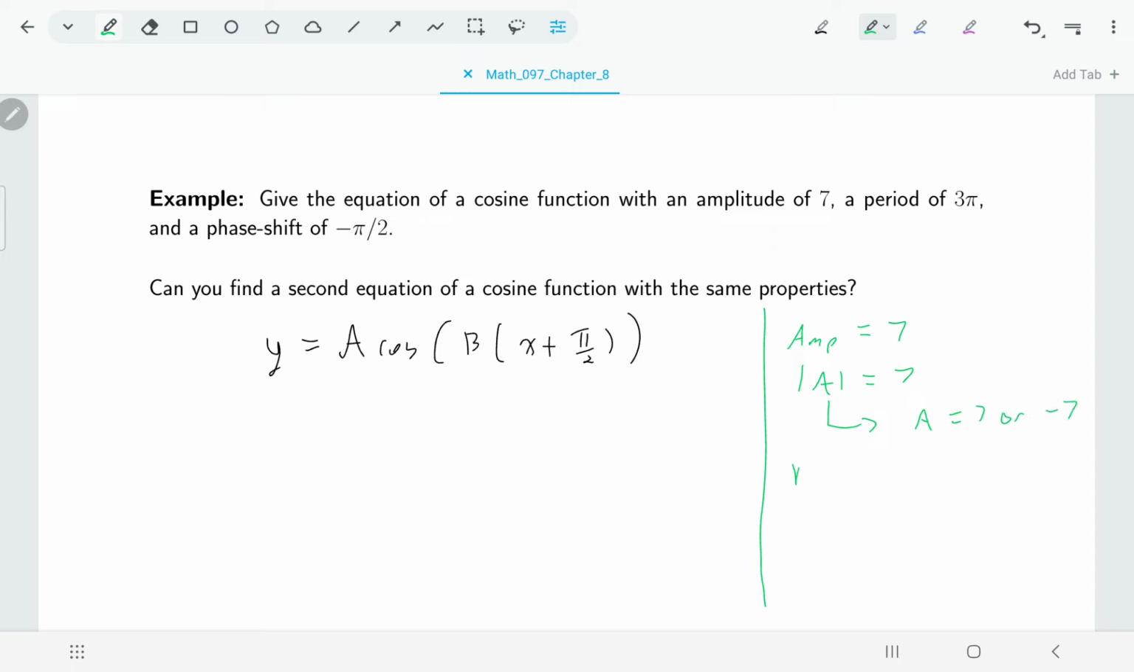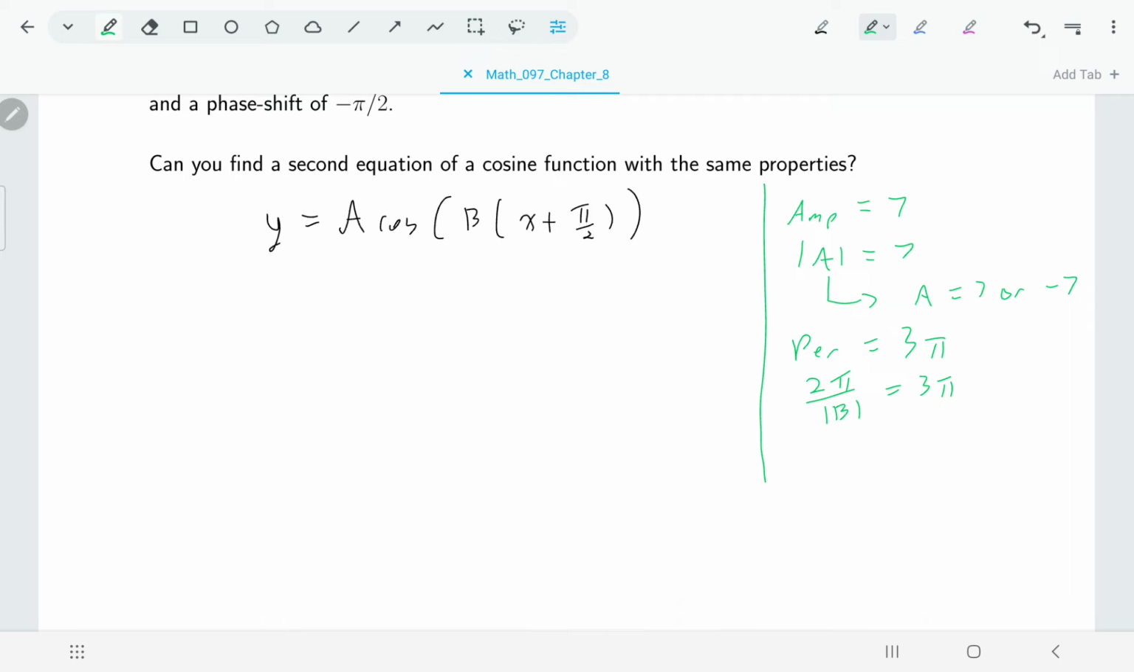Similarly, you've got a period of 3 pi, and you know that period is 2 pi divided by absolute value of b. And so if we wanted to, we could solve for what b is by bringing the 3 pi down and bringing the absolute value of b up, and we get absolute value of b is 2/3. So again, there's also going to be two solutions for what this letter is. b is either going to be 2/3 or b is going to be negative 2/3.